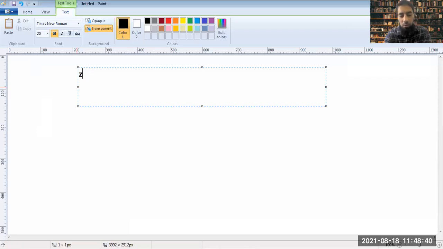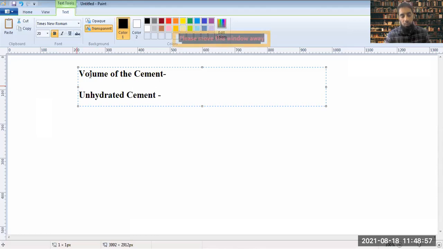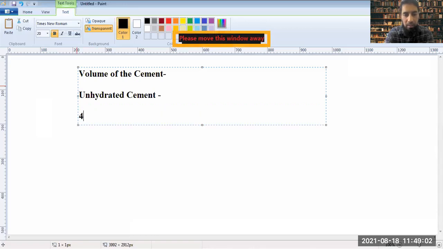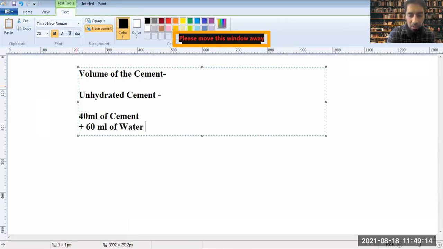This is the volume of the cement before hydration and after hydration. So in unhydrated cement, what is the volume? It is, if you are adding 40 ml of cement to 60 ml of water, so that's 40% of cement and 60% of water.